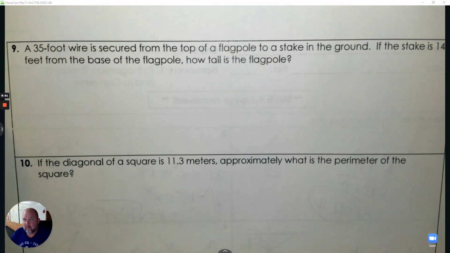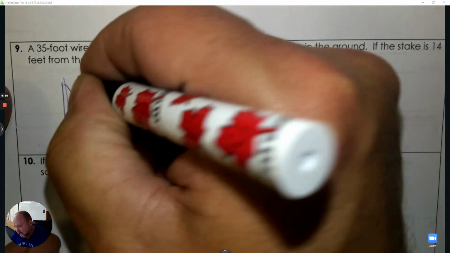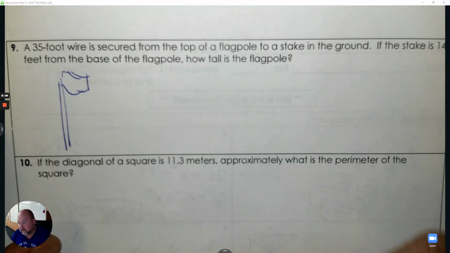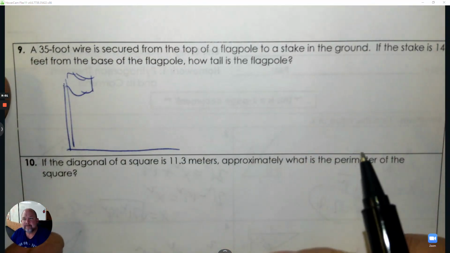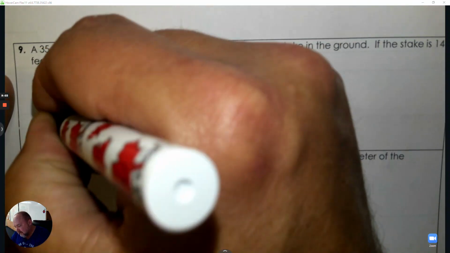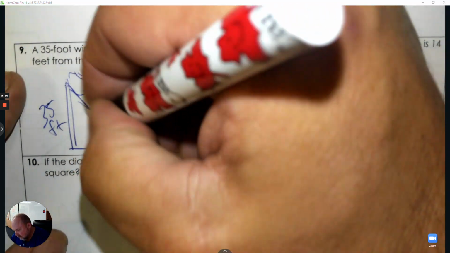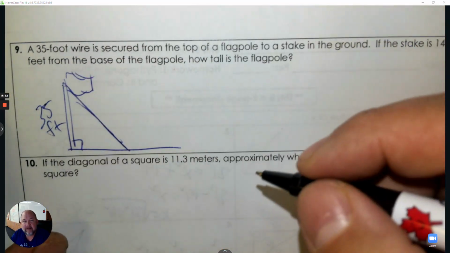A 35-foot wire is secured from the top of a flagpole. I'm really good at drawing this kind of stuff. Look at that flag right there. There's my flag. Pretty good, right? There's my ground. And I know this is 35 feet. And there's a wire securing it to the ground. There's my wire and my triangle.